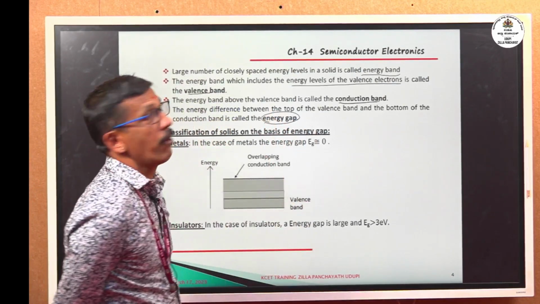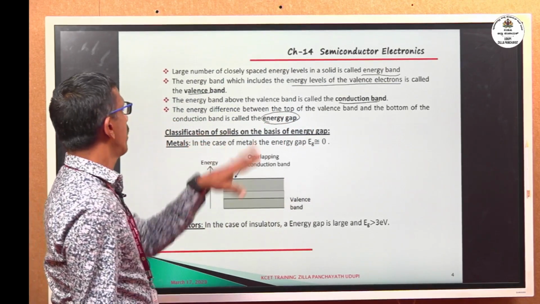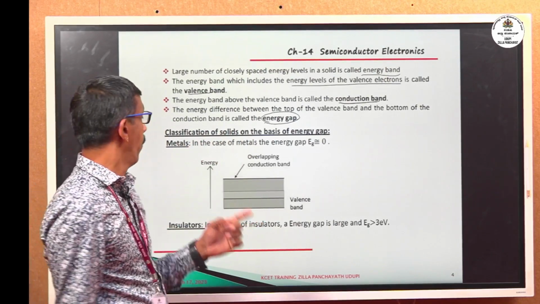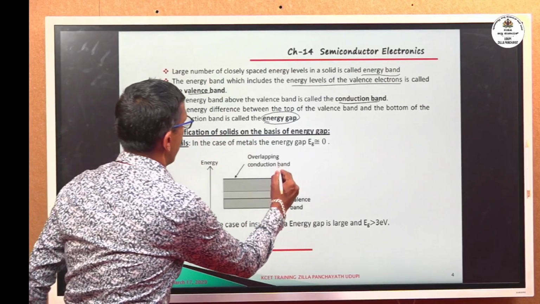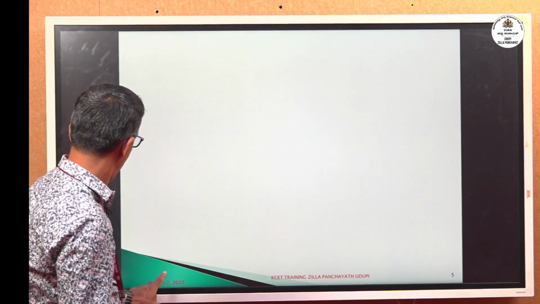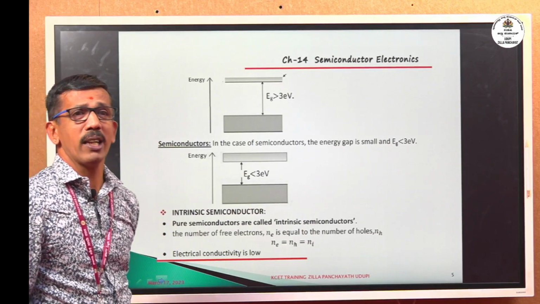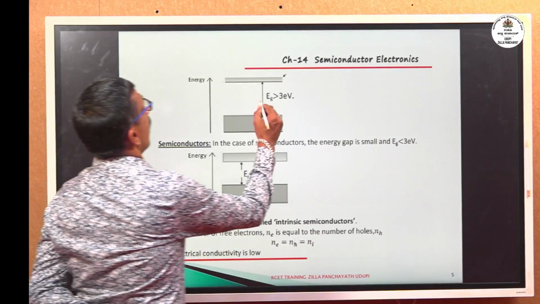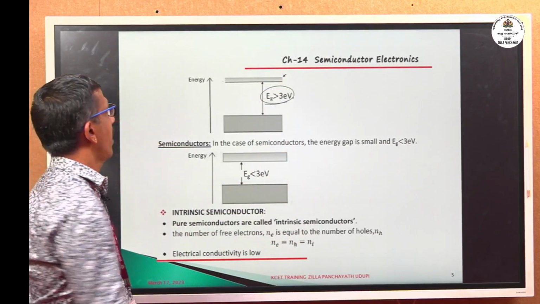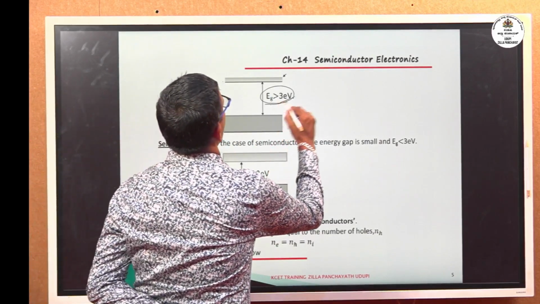On the basis of energy band, solids are classified into three types. We know metals have overlapping conduction and valence bands; both are overlapped. Now move on to insulators. Insulators are the ones in which there is a large energy gap between valence band and conduction band. Conduction band is empty, valence band is filled. There is a large energy gap, greater than 3 eV.